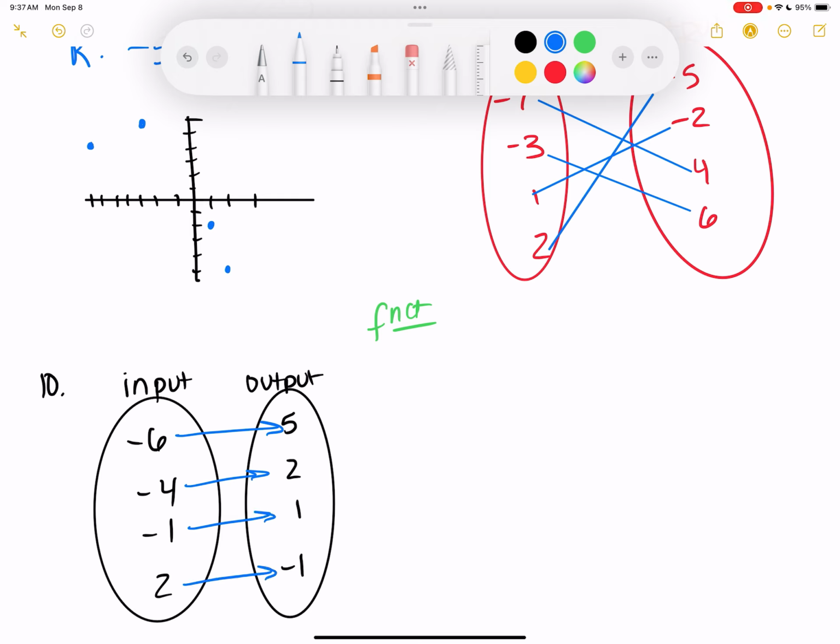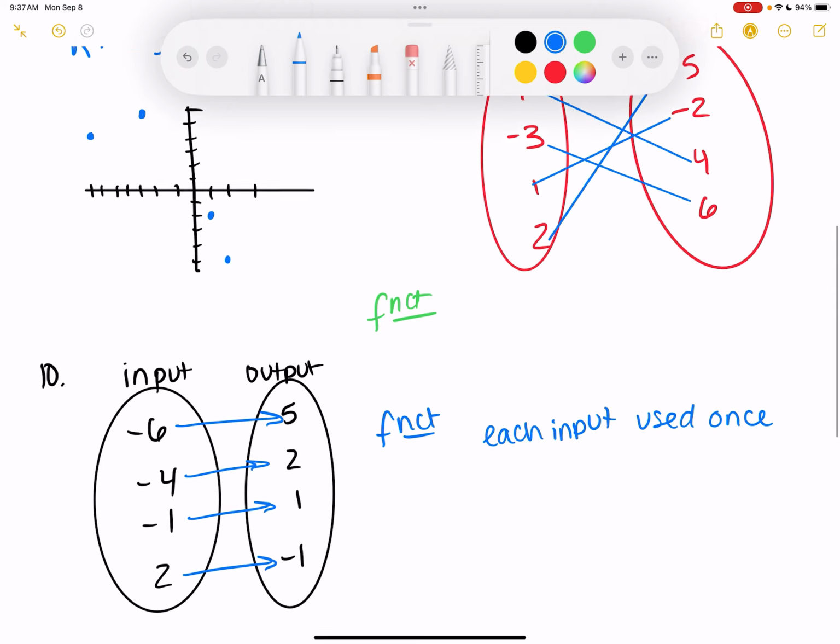And all we're doing on this one is saying if it's a function or not. So each input is used exactly one time, so this one would be a function. Now, if it is a function, I'm not as worried about your reasoning. If it's not, you should say why it's not. Because they say to explain, but if you want to write the reason, obviously, that's fine too.